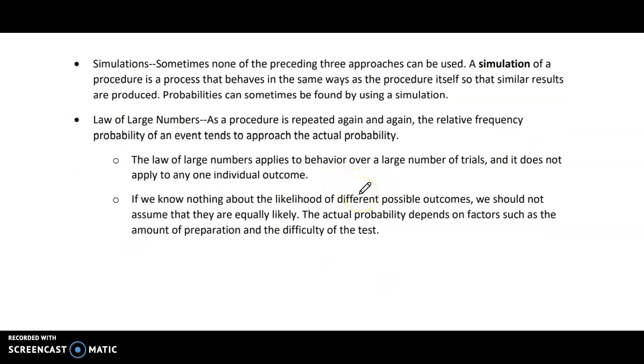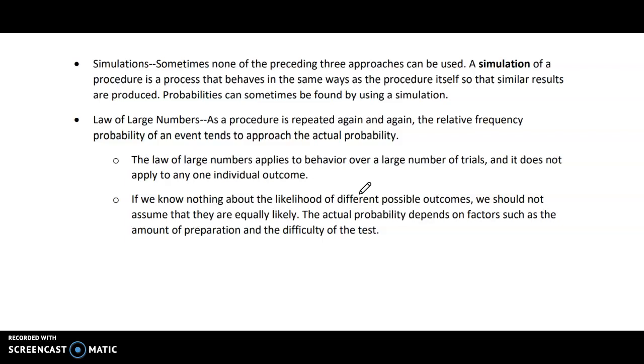Simulations. Sometimes we can't use any of those 3 approaches, so that's where we would create a simulation of some kind of procedure and see what happens in that simulation. This happens a lot when they are creating new medications. They want to know what's going to happen. Well, if it's a new medication, we don't have any information from the past, right? So we don't have any experimental data. That's where we would have to create simulations and figure things out.